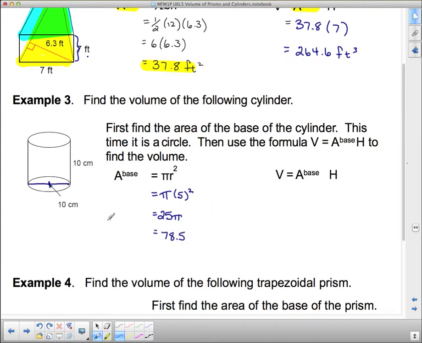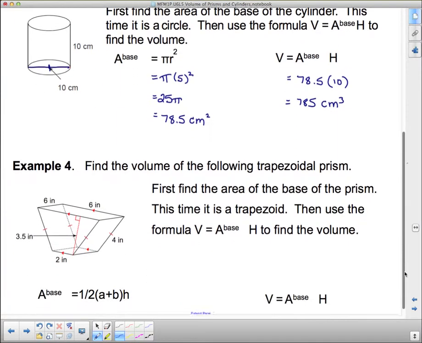78.5. And that, of course, is an area on the bottom, and it was given to us in centimeters, and area units are always squared. Now, to find the volume, we do the area of the base, which we just found, 78.5, and we're going to multiply that by the height of the cylinder. Now, the height of the cylinder here is 10 as well. The height goes from one circle to another. The height of a cylinder is actually a lot easier to see than some of our prisms. And so we have to multiply that by 10, which is 785. So there's our volume. It's in centimeters, and of course, since it's volume, we're going to cube it.